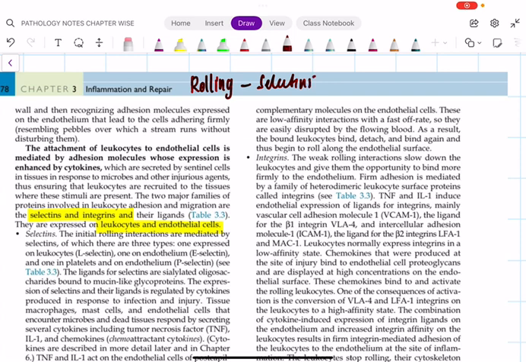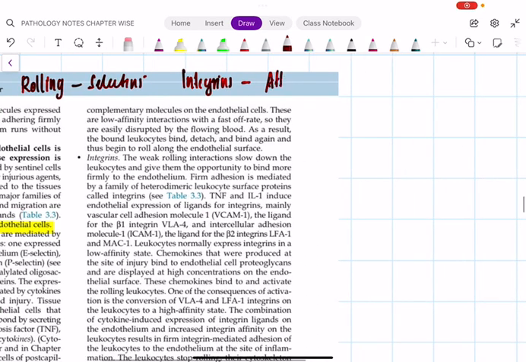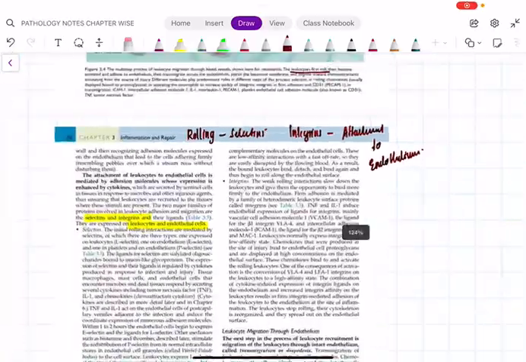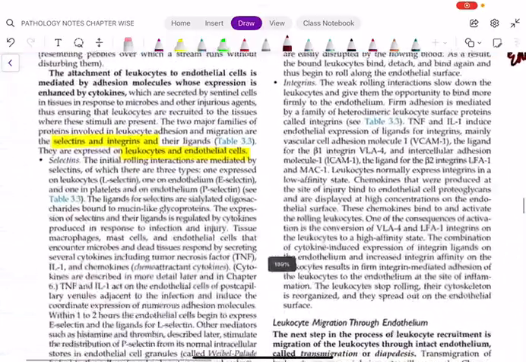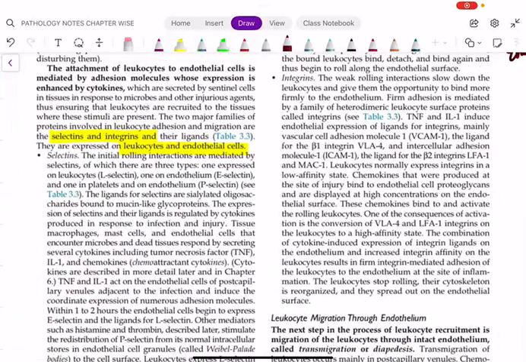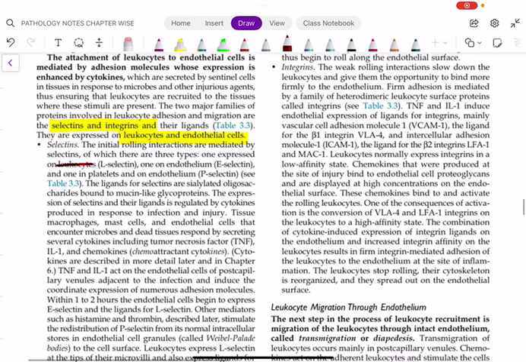And integrins, as the name indicates, integration, that means attachment. They mainly help in attachment to the endothelium. I hope it is clear. Remember, children, we have different types of selectin. L-selectin, which is present on leukocytes, E-selectin, which is present on endothelium, and P-selectin, which is present on platelets.